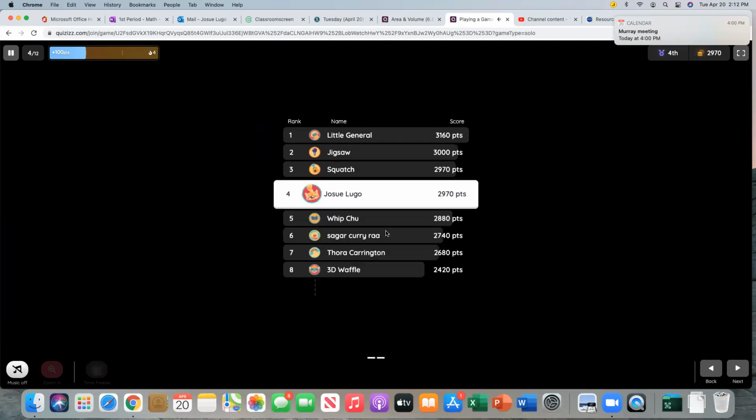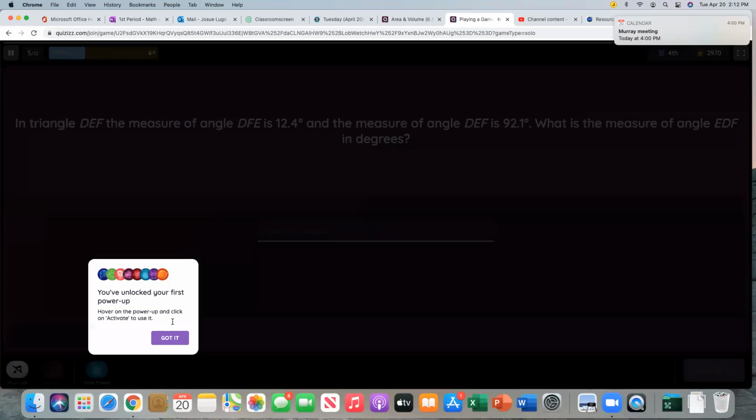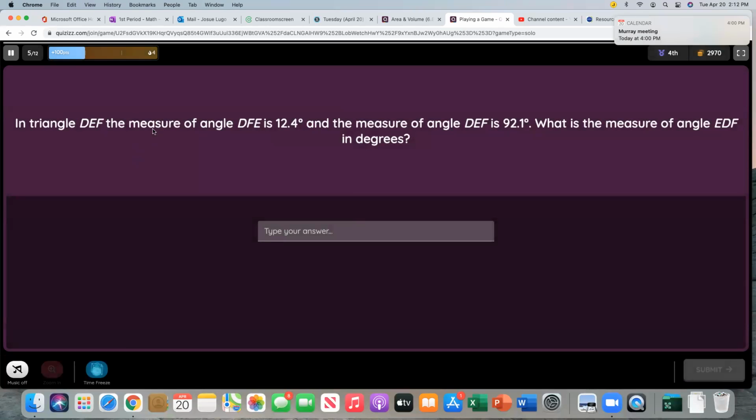All right, moving on, ladies and gentlemen. Now notice how it says in triangle DEF, the measure of angle DFE is 12.4 degrees. The measure of angle DFE is 92.1 degrees. Even if you don't know what these mean, you know that it's a triangle, and a triangle has 3 different angle measurements, and we know that the angle measurements together should all equal 180.